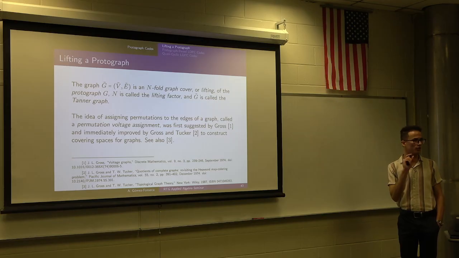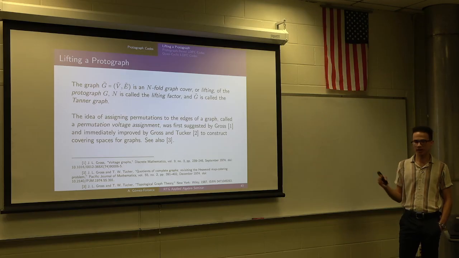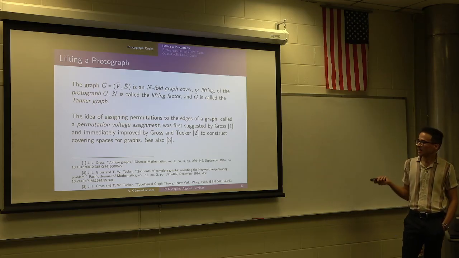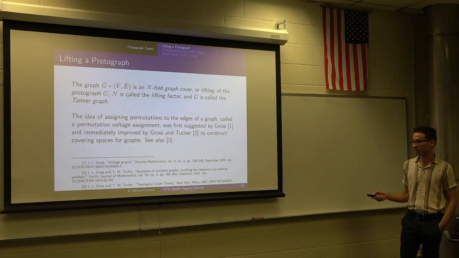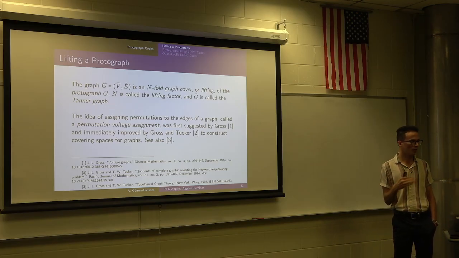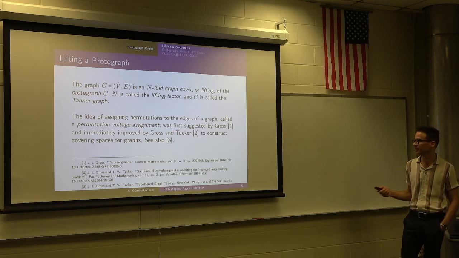And this idea of assigning a permutation to each one of these edges goes back to the 70s, where Gross and Tucker were studying the construction of covering spaces using graphs. They have a very interesting book about topological graph theory, where they have a chapter about constructing graph covers and how you assign permutations to each one of these edges, in case you are interested.